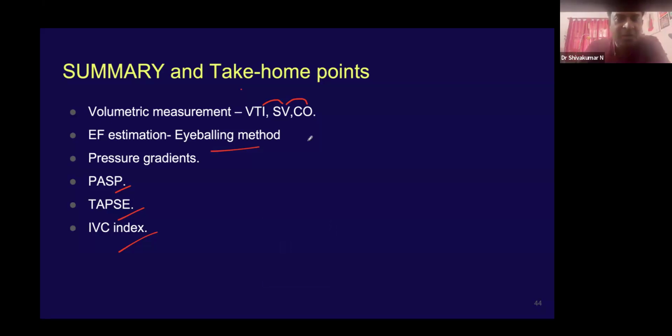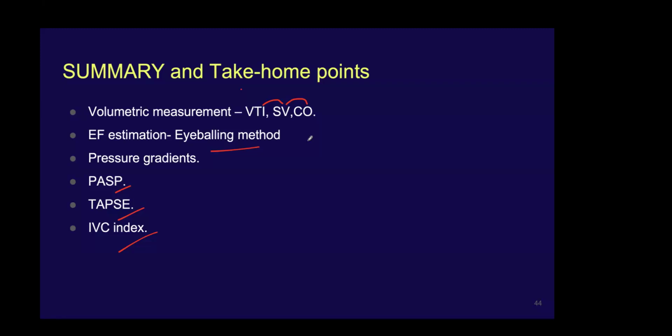A normal patient will have some amount of TR. Without a TR, I don't think we can measure the PASP. You can measure by using acceleration time at the pulmonary artery. If the acceleration time is on the higher side, I'm not sure, 80 to 120 was the value. If it is more than that, it indicates that pulmonary artery hypertension is there.